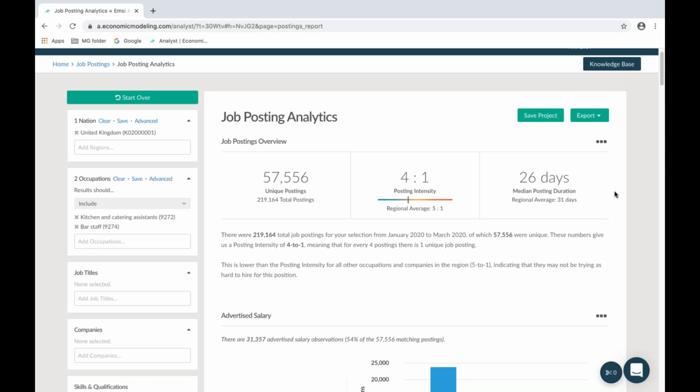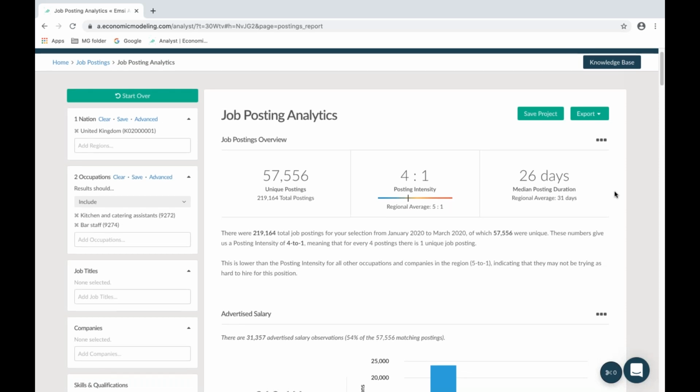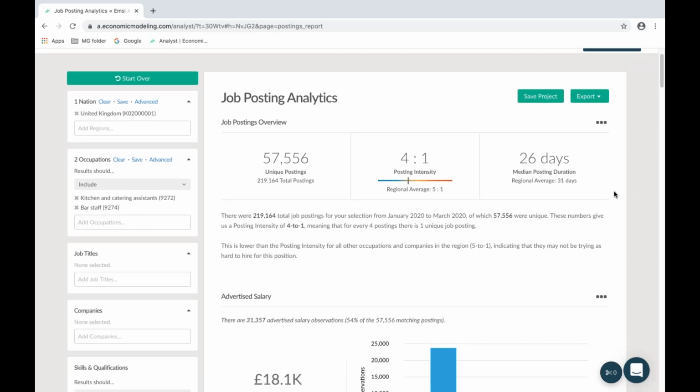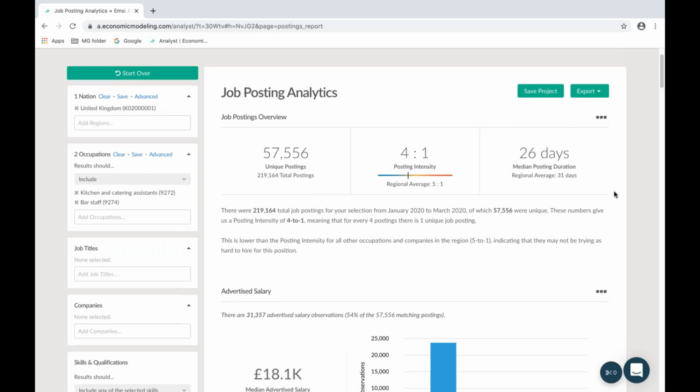singular job posting. The posting intensity that we're looking at there, essentially is looking at how far and wide those jobs have been advertised. And obviously, we're looking at that in aggregate. So those jobs, one job posting has been put on 4 sites. The regional average there is 5 sites to 1 job advert. And then we've got the median posting duration, which is a useful measure in normal times for understanding how quickly an employer is able to recruit.